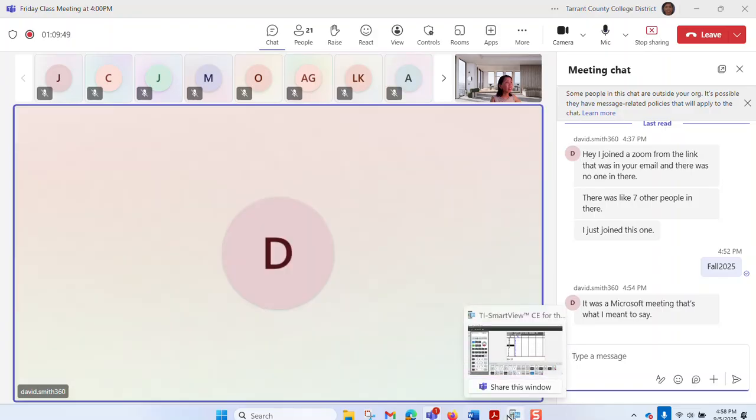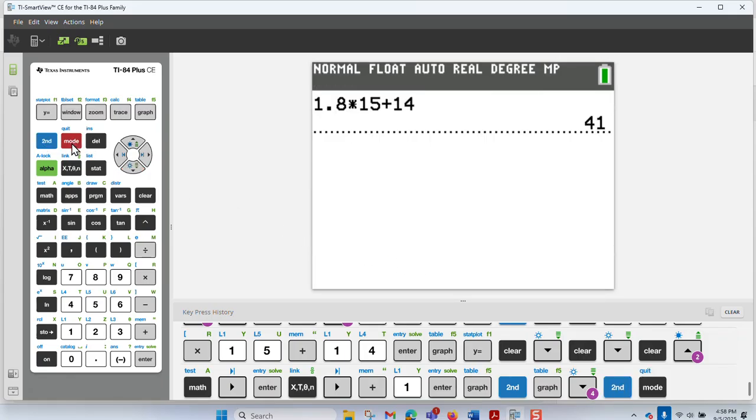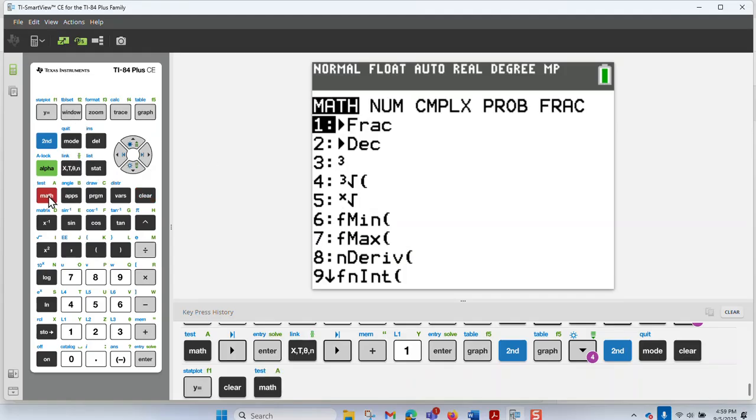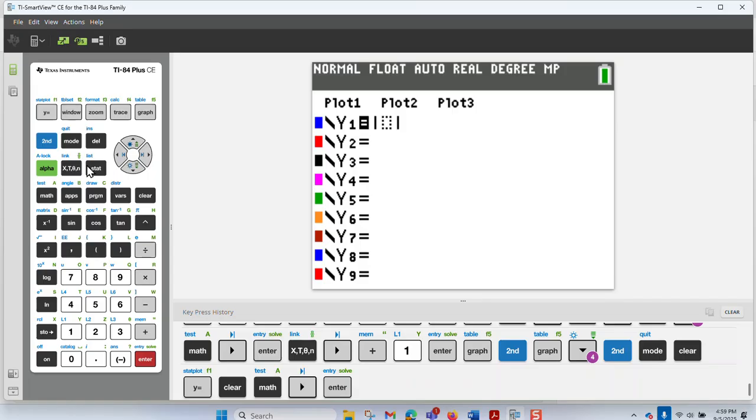Okay, I'll show you one more time. Yes, good question. You will go to y equal first, right? Let's say we clear everything. And then you go to math. So click on math. And then we will go to the number. And you will see the first one is ABS, the absolute value. And you hit enter. And that's how you get the absolute value of x. Okay, thank you. You're welcome.